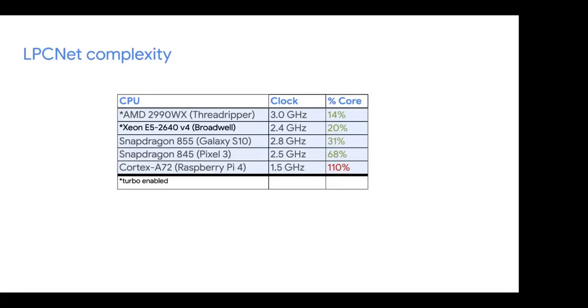On a phone, a Neon phone, Snapdragon from two different generations, the Pixel 3 and the Galaxy S10. We have also an iPhone and it works on iPhone too. I don't remember the number, but it's clearly real time. For fun, we also tried on a Raspberry Pi, but that was not real time. But it's pretty fast anyway on a Raspberry Pi. So this is kind of the motivation for doing it. So it really runs fast on the CPU.